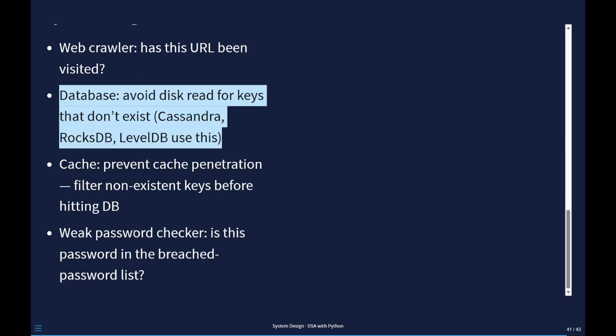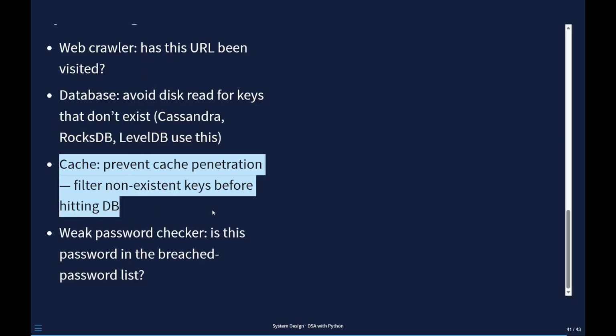Cache penetration protection. Before a cache miss triggers a database query, check a Bloom filter of known existing keys. Requests for genuinely non-existent keys, like scraper attacks.